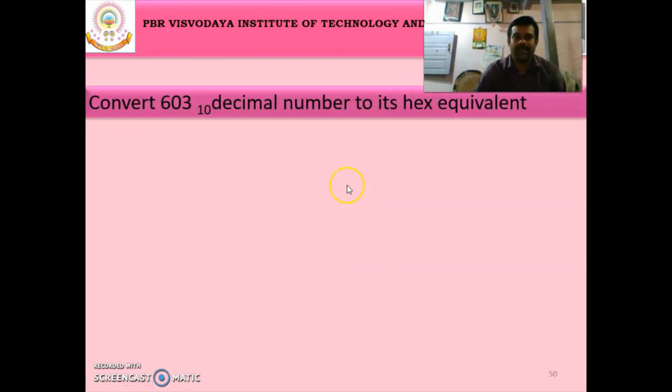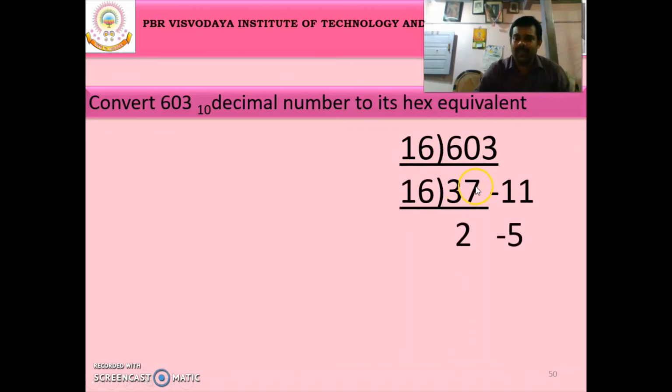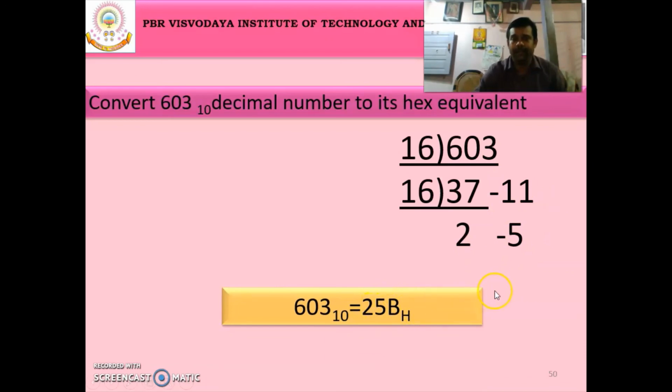So next problem is we have to convert 603 to hexa. So what we are doing is dividing 603 by 16. We are getting 37 and the remainder is 11. Again we are dividing 37 by 16, 32 and the remainder is 5. If we again divide this 2 by 16, the quotient will be 0 and we are taking this as the remainder. So instead of 11, we are putting it as B. So 2, 5, B is the answer.